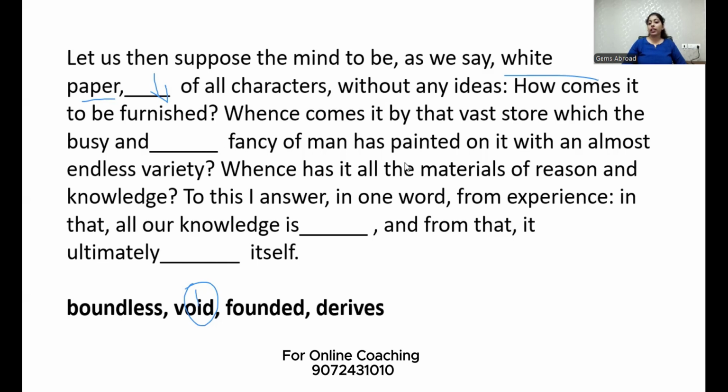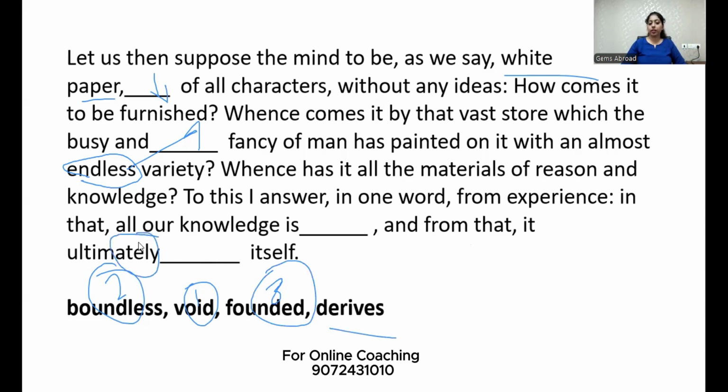Dash fancy of man has painted on with an almost endless. See, again a synonym. Endless will give you the answer; here it is boundless. When has it all the materials of reason and knowledge? To this I answer in one word: from experience, and that all our knowledge is dash. Knowledge is founded, and from that it ultimately what? Ultimately, from all our knowledge is founded, and from that it ultimately derives itself.